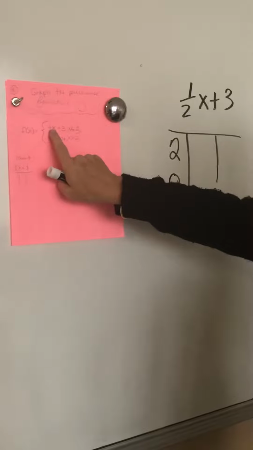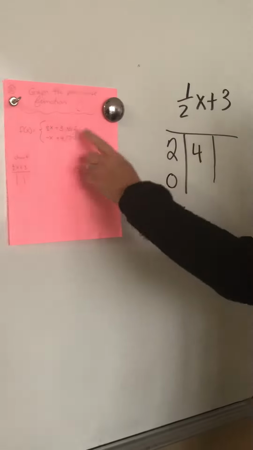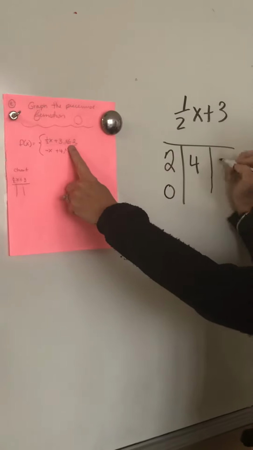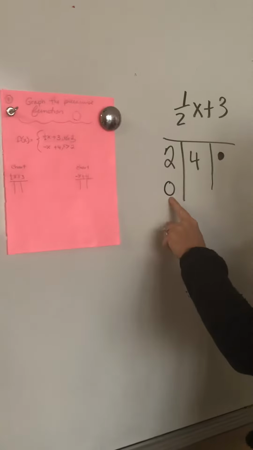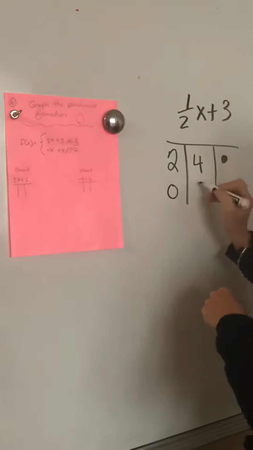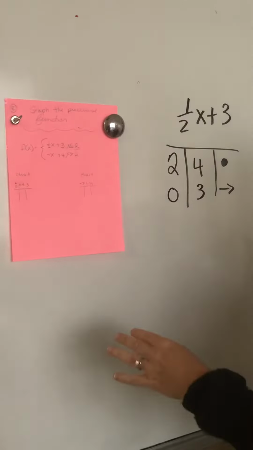A half of 2 is 1, 1 plus 3 is 4. I noticed that because I used a 2, it says that it's included, so I'm gonna put a closed circle. Now I also used 0, so I'm gonna plug that in. Half of 0 is 0, 0 plus 3 is 3. And then I'm gonna put an arrow because this line is gonna keep going on and on.